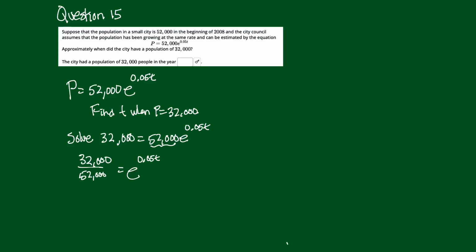Well, the base is e, so let's take natural logarithms. So we're going to get the natural log of, you can put in the thousands if you want, but I'll just put in 32 over 52. And that's equal to, now when you take natural logs, you're taking the natural log of the exponential with base e, they undo each other. So you just get 0.05t, and now we're going to divide. So t is equal to, divide by 0.05, right?